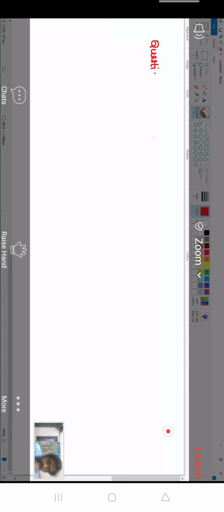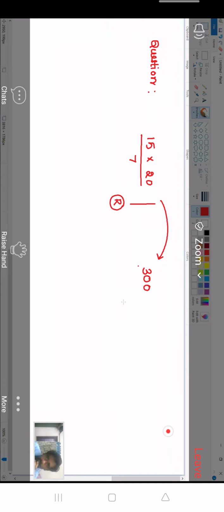Let's assume that I have a question: 15 into 20 is divided with 7. What is the remainder? What is the basic approach every student will think of? They will try to find the product of the numbers. What is 15 into 2? That is 30, and add one more zero. So this number is 300. I am dividing with 7. What will be the remainder here?